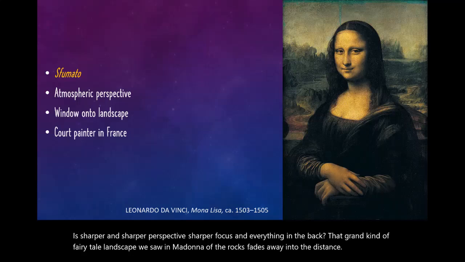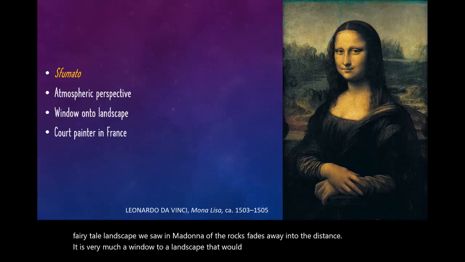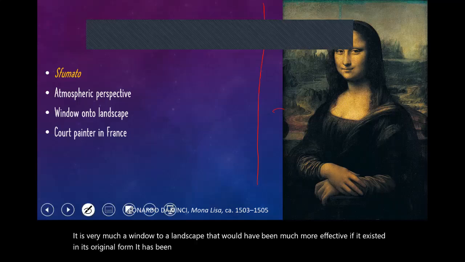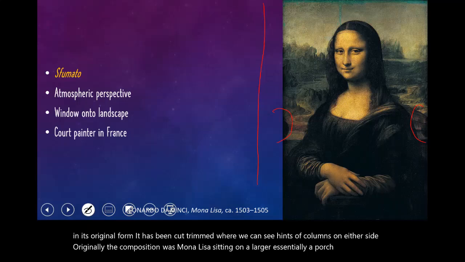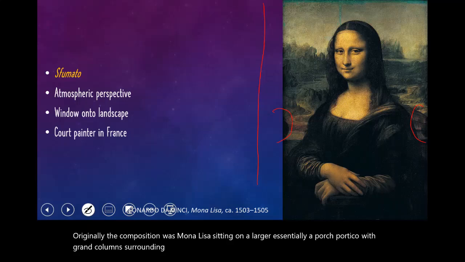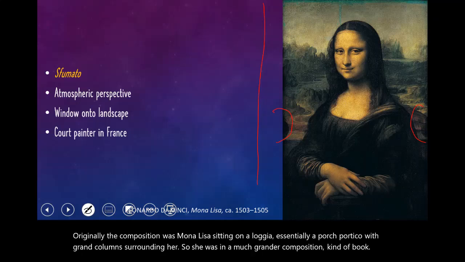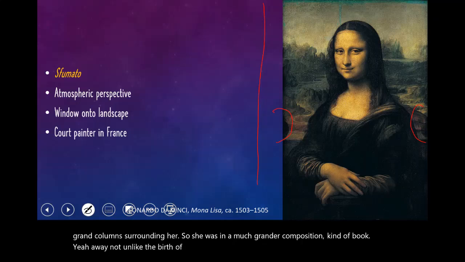It is very much a window onto a landscape that would have been much more effective if it existed in its original form. It has been cut, trimmed, where we can see hints of columns on either side. Originally, the composition was Mona Lisa sitting on a loggia, essentially a porch, a portico with grand columns surrounding her. So she was in a much grander composition, kind of bookend framed, in a way not unlike the Birth of Venus, not unlike what other artists have been doing with other subjects in the Quattrocento.